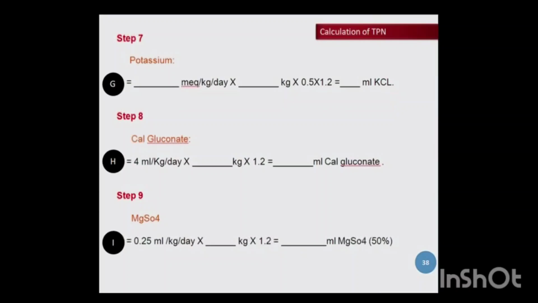For step number 7, we will calculate the requirement of the potassium, keeping in mind potassium chloride contributes 2 milliequivalents of potassium per ml. For step number 8, we will calculate the requirement of calcium, which is generally provided through calcium gluconate. It is given in the dose of 4 ml per kg per day.